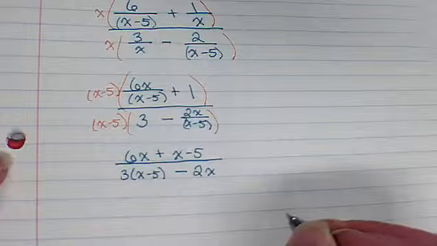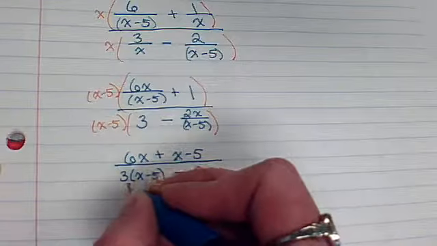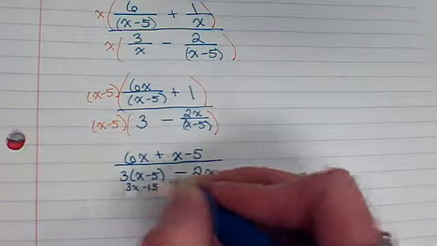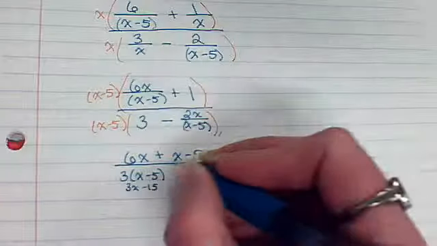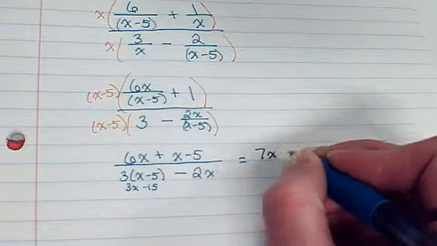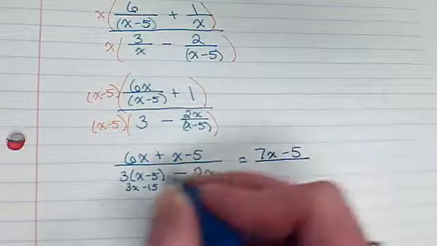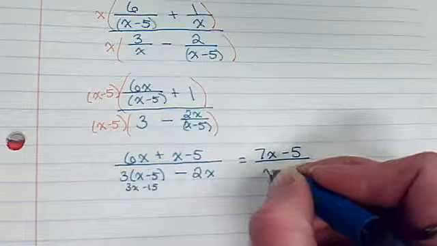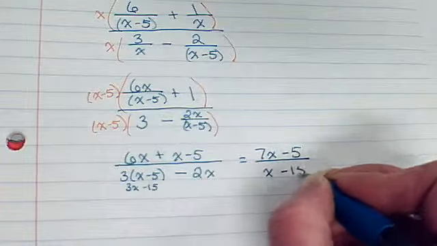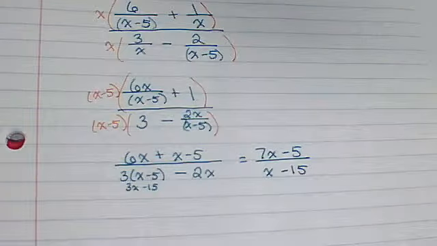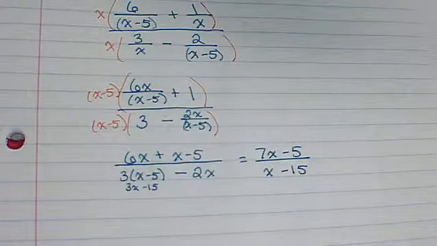Now, I'd really like to simplify this a little bit. That's really 3x minus 15, right? Okay, combine my terms. 6x plus x is 7x minus 5. We have 3x minus 2x, that's an x, and then minus 15. Complex fraction, gone.